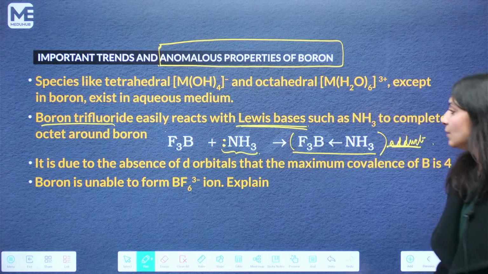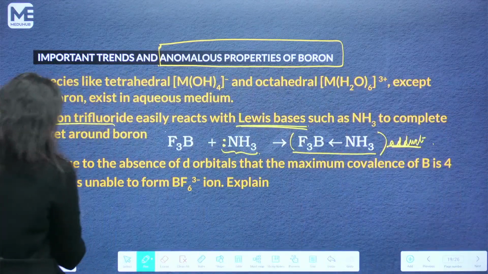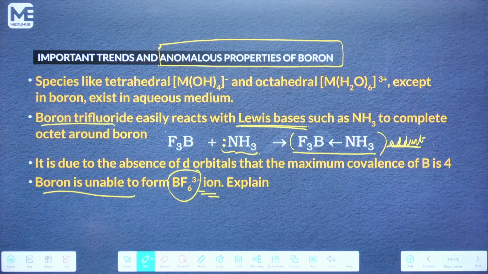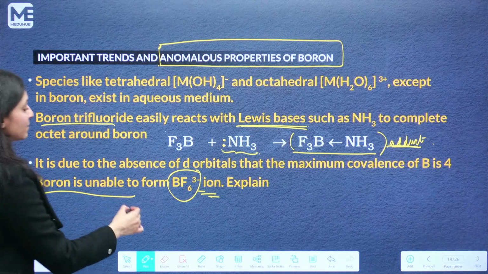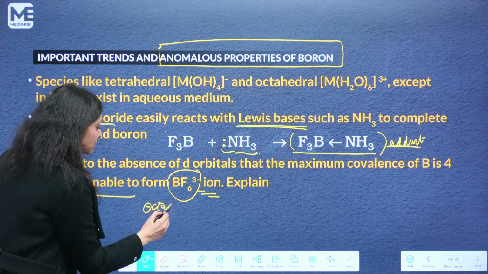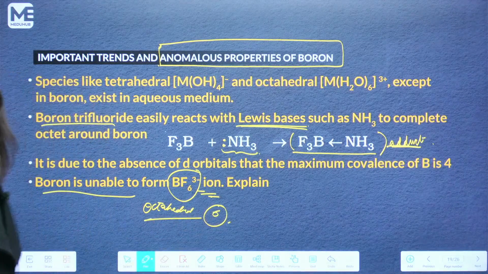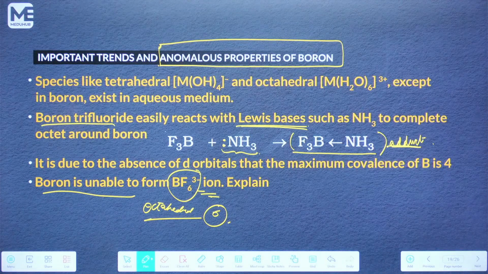Right. Now, boron is unable to form BF6 3 minus, which we have again talked about. This is due to the absence of d orbitals in boron. So, the rest of the elements can form octahedral complexes. They can expand their covalency to 6, but boron cannot do so, and hence it does not form BF6 3 minus ions.